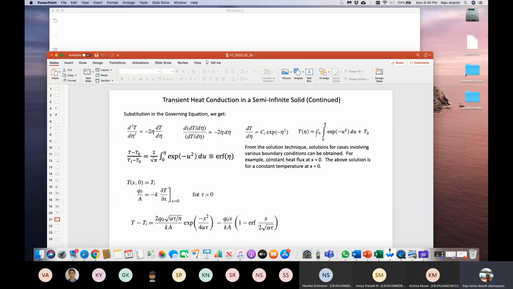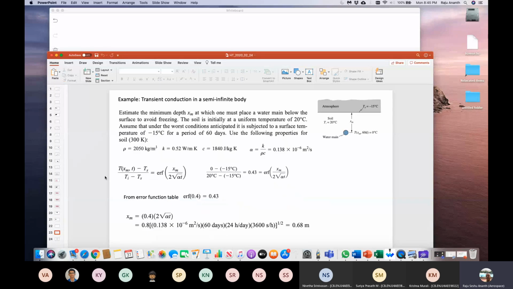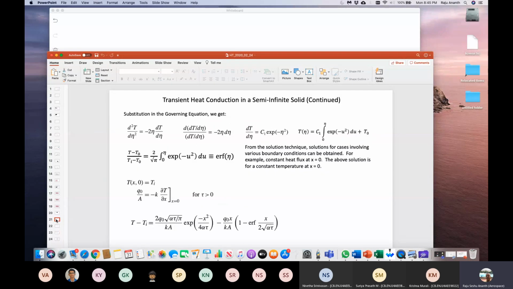Where did I define it? I don't have it here. Did I define it here? Maybe I did not. Yeah, the error function is nothing but 2 over square root of pi times the integral of exponential minus u squared du. The 2 over root pi is necessary because if I integrate from 0 to infinity, this has to become 1.